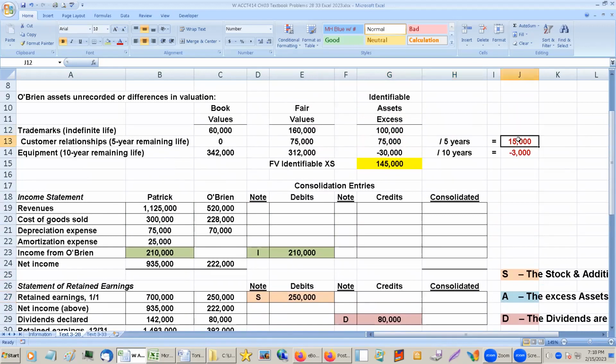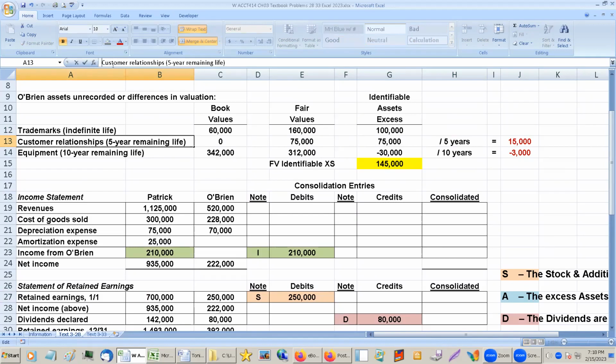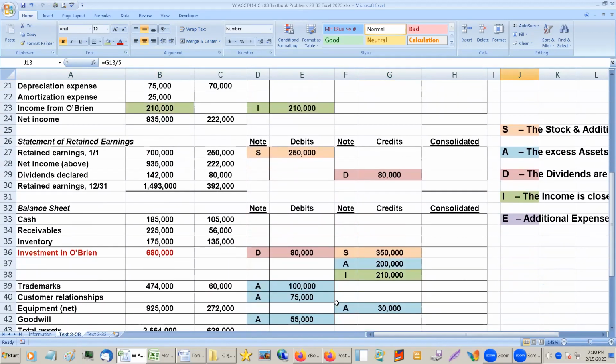All right, up here, so customer relationships. Basically, what's it doing that for? Who cares? All right, customer relationships. Oh, I get it. So this would be amortization expense. All right, so down here. Wrong color.